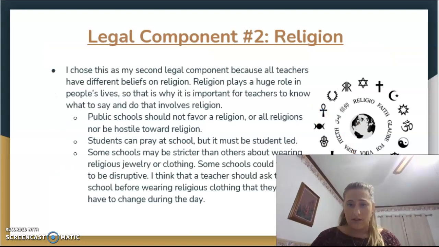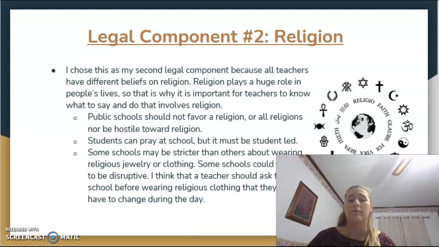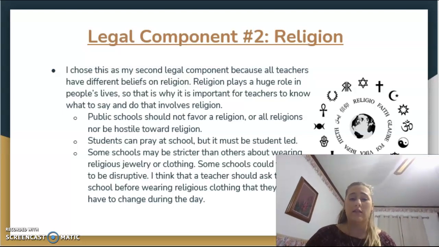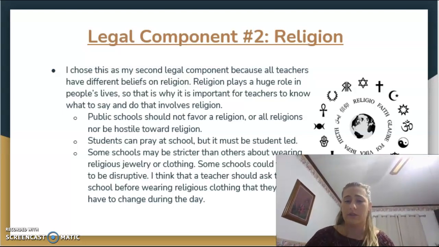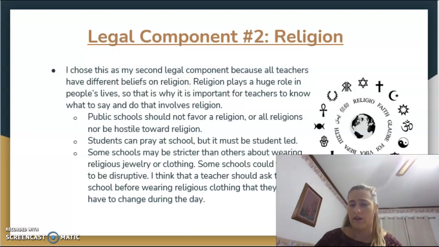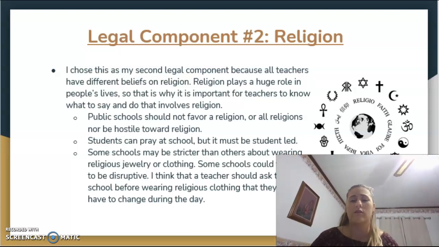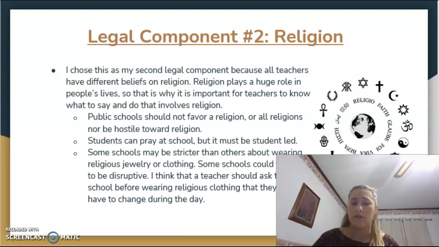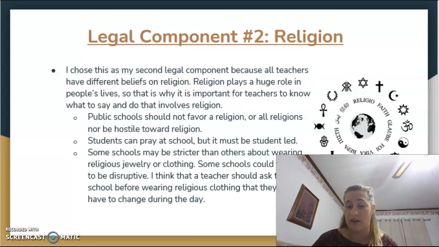I chose religion as my second component. Religion plays a huge role in people's lives, and it's extremely important for teachers to know what to say and do that involves religion at school. Public schools should not favor a certain kind of religion or be hostile towards a religion. Students can pray at school, but it must be student-led, which means teachers cannot start these prayers.